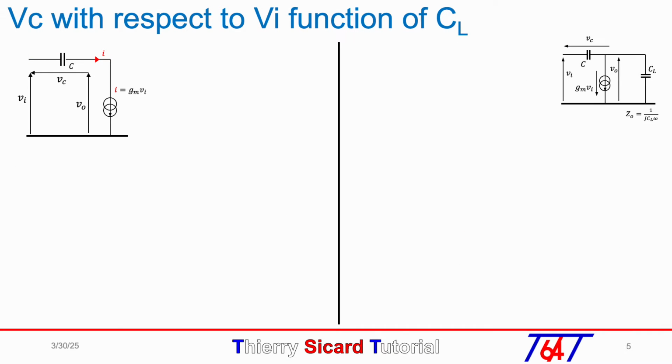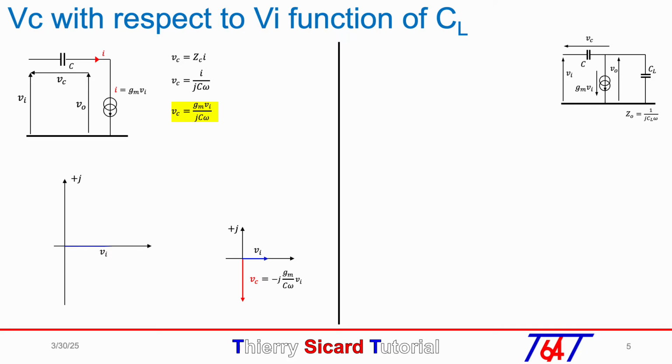To prepare for the next slide, we need to calculate Vc as a function of Vin and compare the expression with and without CL. Without CL, or CL equals 0, the calculation is quite simple. Vc equals I over C omega and I equals GmVin. So Vc equals Gm over C omega times Vin. So Vc is purely imaginary. On the left, I quickly recall how to sum the vectors Vout plus Vc equals Vin.